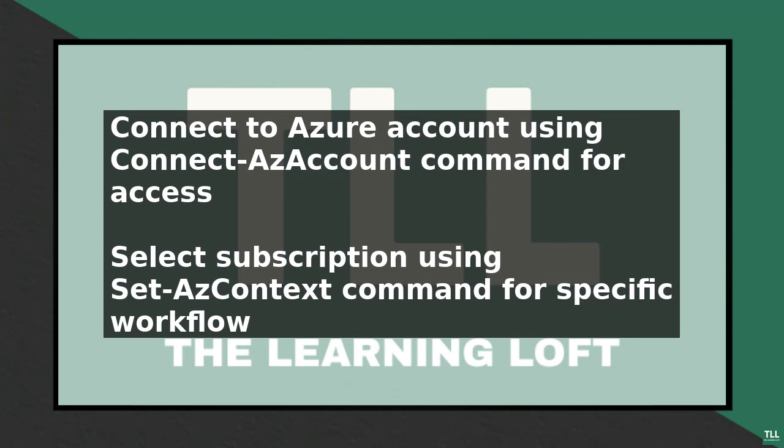Now that we are connected to our Azure account, we can start working with Azure Synapse. To get a list of all Synapse workspaces in your subscription, you can run the command Get-AzSynapseWorkspace. To get a list of all Synapse pipelines in a specific workspace, you can run the command Get-AzSynapsePipeline -WorkspaceName <your workspace name>.